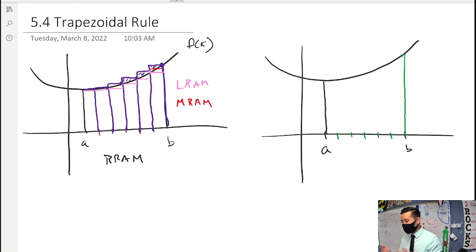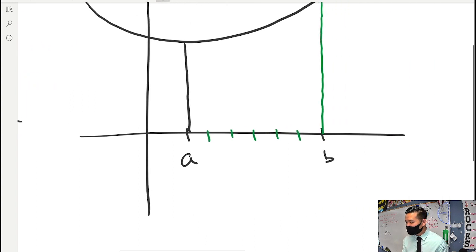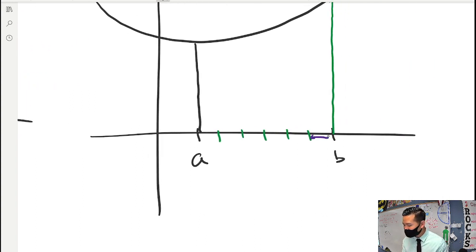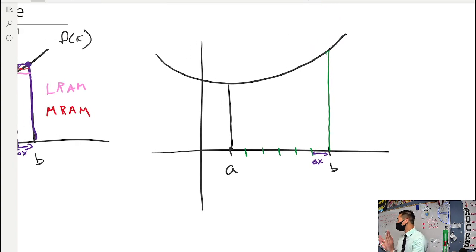Instead of doing LRAM, RRAM, and MRAM, I can use a trapezoid instead, where this part right here is still going to be delta x, right? If I zoom in really close right here, that's still going to be a delta x. That's the width of each of those rectangles. These are still also going to be delta x's. But that delta x is not going to be the width of a trapezoid, because when you think about trapezoids, we don't have widths. Check this out. You ready for me to draw this out?